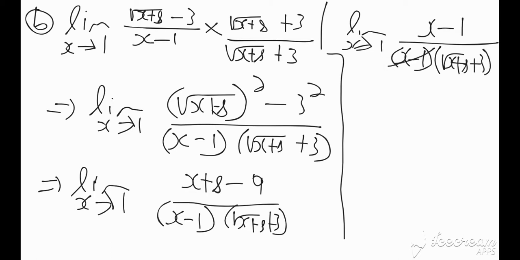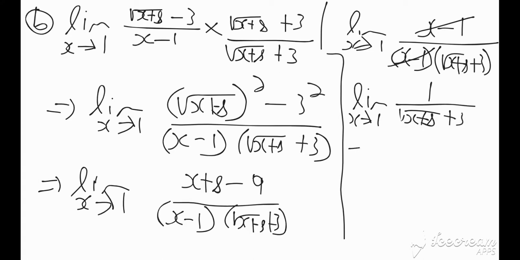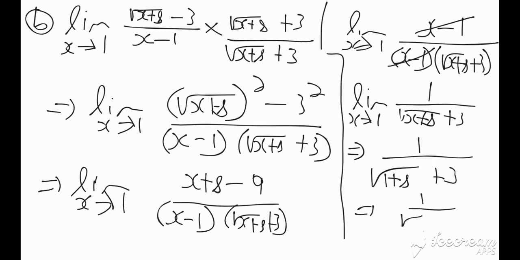So this takes this out, so I'm going to put the limit as x tends towards 1 of 1 over the root of x plus 8 plus 3. We can go right ahead now and substitute the 1. So I'm going to have 1 over the root of 1 plus 8 plus 3, which is really 1 over root 9 plus 3, which breaks down to give me 1 over 6. And that's my final answer here.